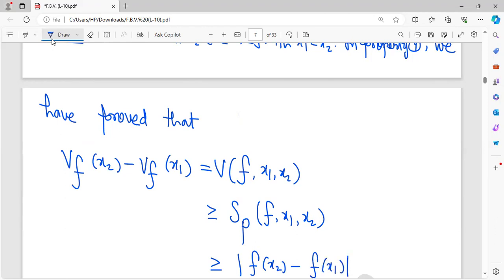Okay, this part we have already proved in property four, but we know that S_P for any partition P of the closed interval [x1, x2] is always greater than or equal to the absolute value of f(x2) minus f(x1).